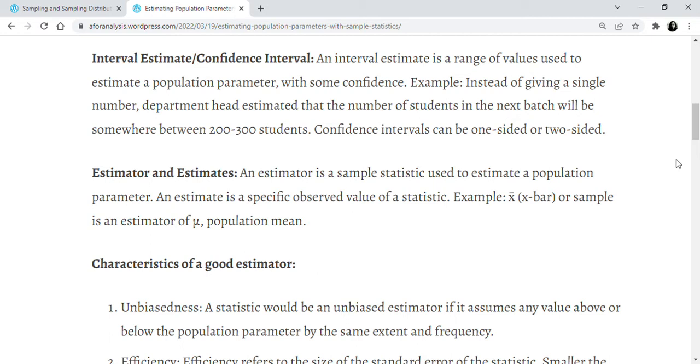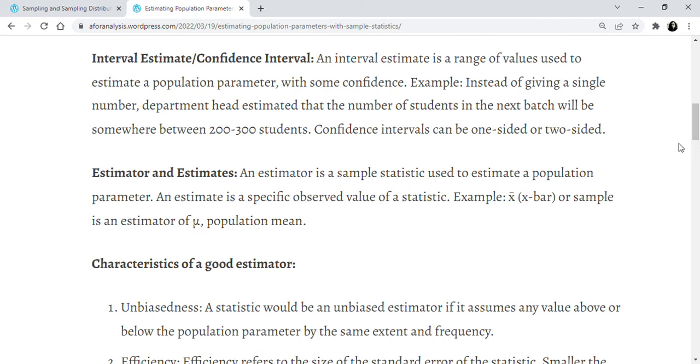Now, estimator and estimates. An estimator is a sample statistic used to estimate a population parameter. Say, for example, we want to estimate the population mean, then the sample mean will be the estimator. An estimate is a specific observed value of a statistic. An example is x bar, the sample mean, which is the estimator of mu, the population mean.